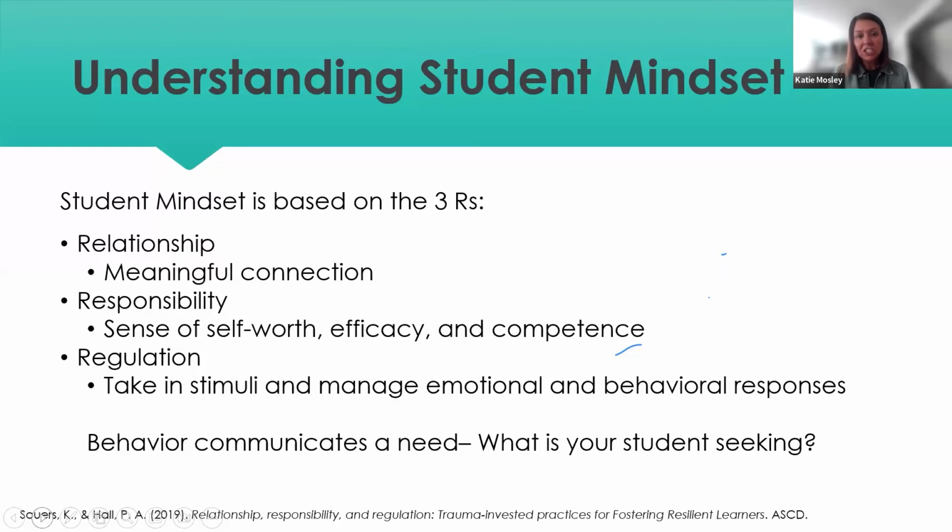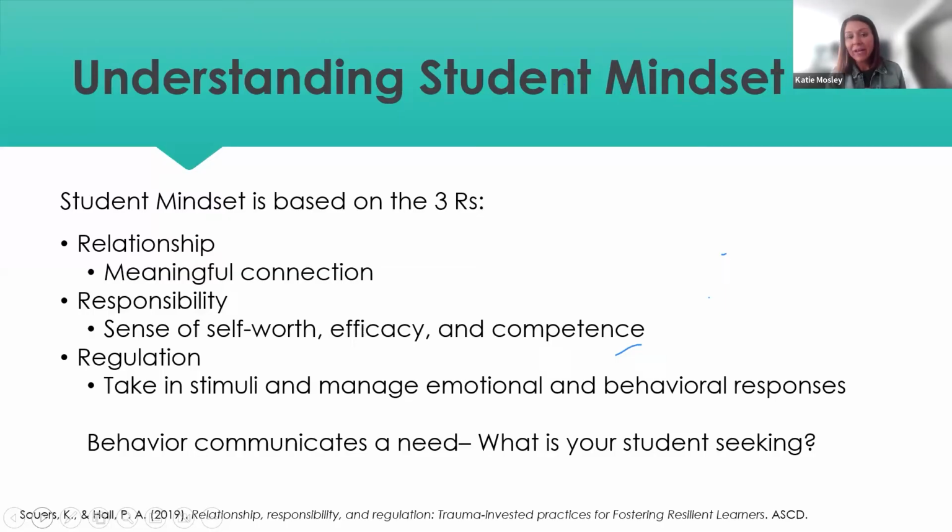So for the relationship piece, maybe it's a meaningful connection. Sometimes we know that students don't have an adult at home or outside of school life. And so maybe they're looking to create that relationship with someone at school, and they don't always know how to go about that in a healthy way, especially if the relationships modeled to them within the home setting are less than functional. Sometimes it's for responsibility, that sense of self-worth, efficacy, and competence. So we look at those things that student mindset is shaped by.